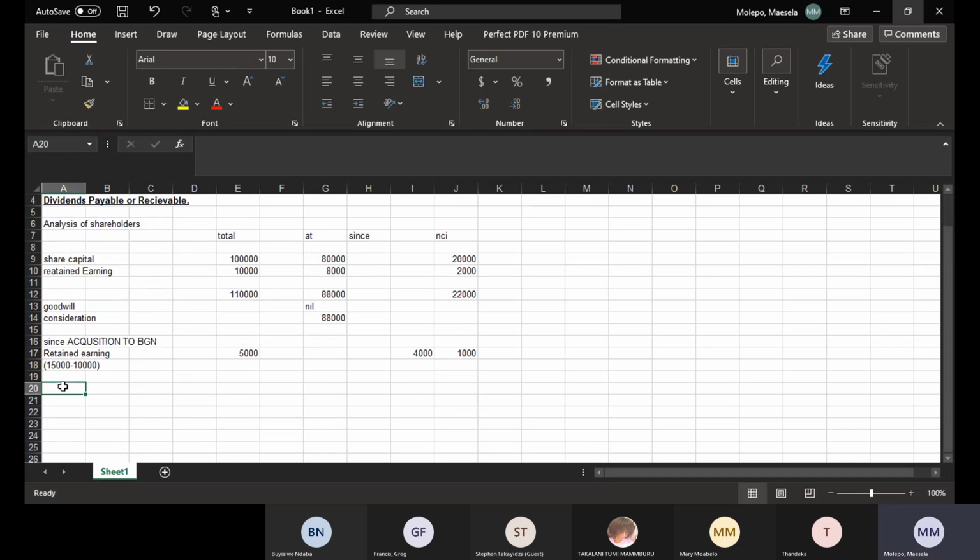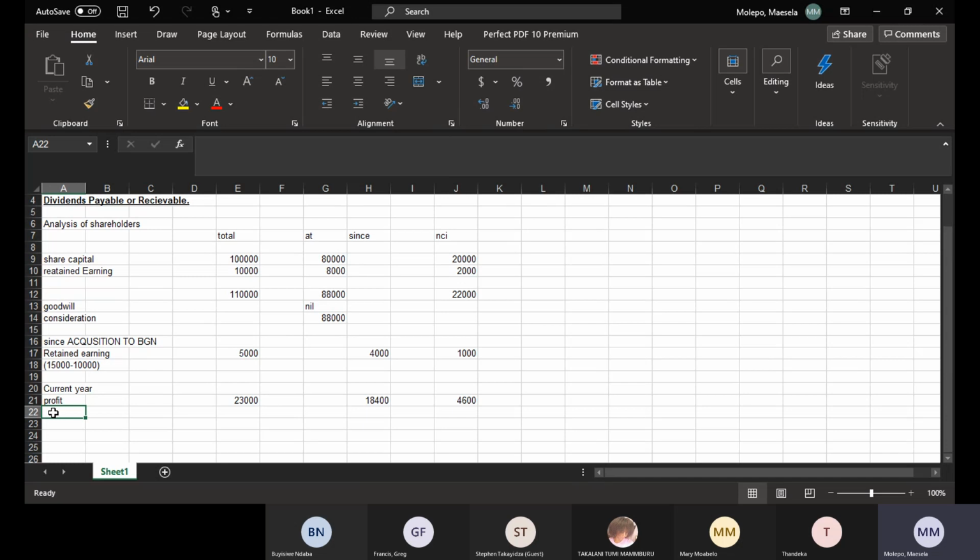Now we come to the issue where we need to dwell more. Now we have the current year. On the current year, from our statement of changes in equity versus the statement of profit and loss, our subsidiary had a profit of 23,000. So from the profit of 23,000, on the since acquisition, it will result in the 18,400, and then the NCI will be the 4.6.